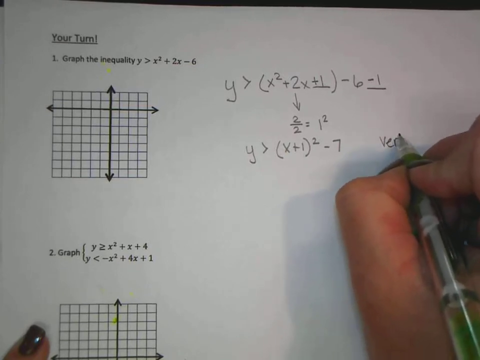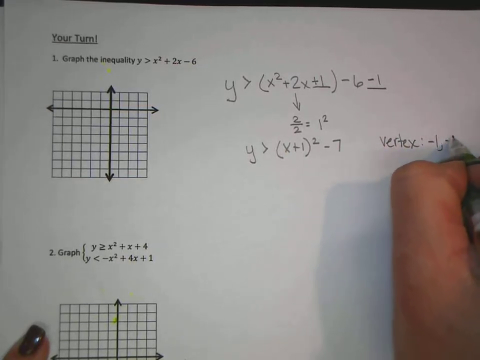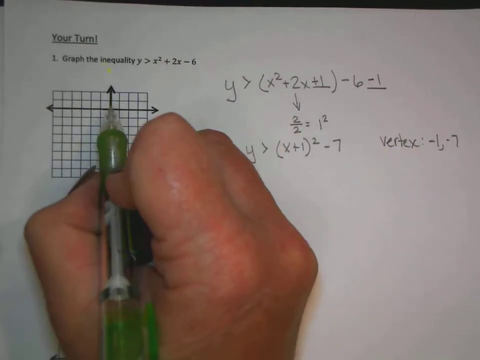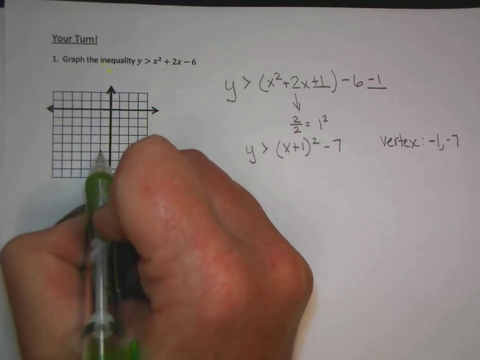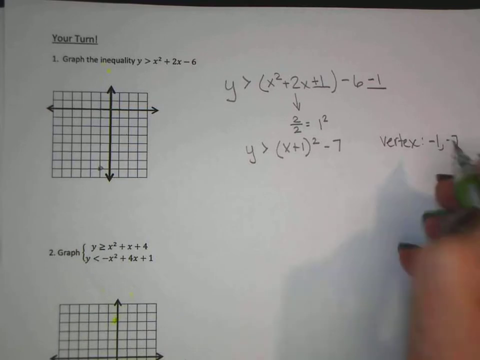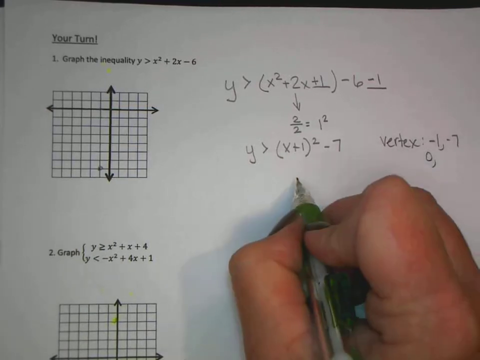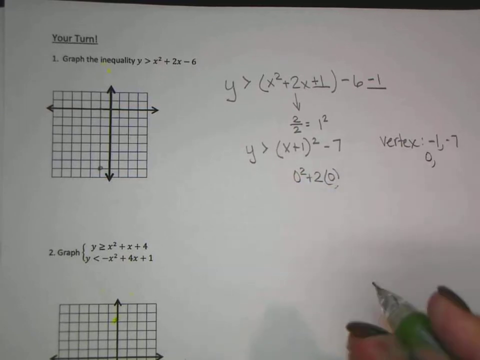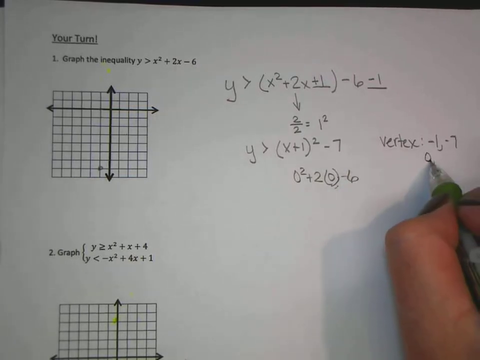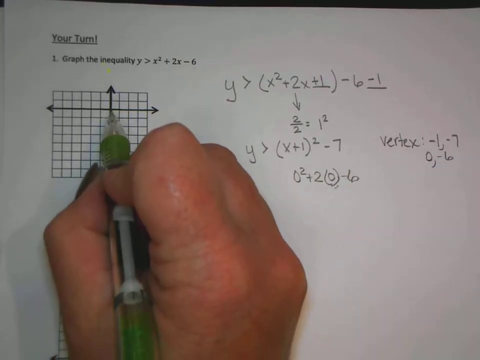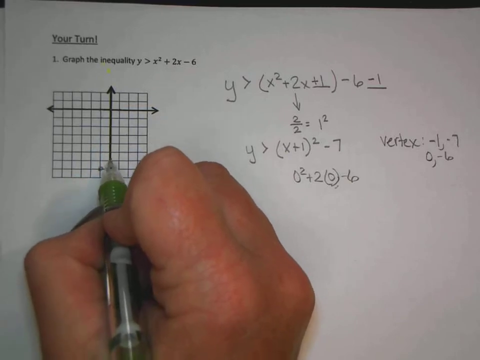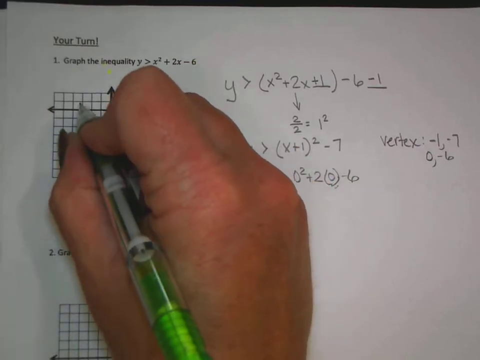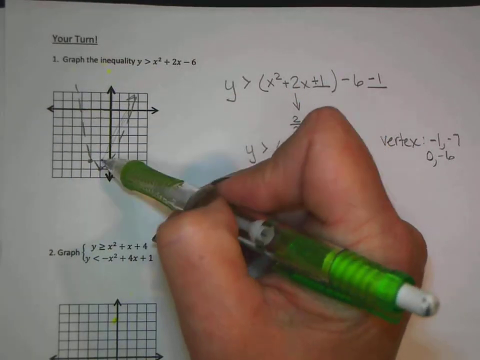So what's your vertex? Your vertex is -1, -7. Guide points, so -1, -7. All right, so -1, 1, 2, 3, 4, 5, 6, 7. Guide point, we could use 0. So when x is 0, what's y going to be? You would do 0 squared plus 2 times 0 minus 6. So when x is 0, y is -6. And its reflection, it is a dotted line, opens up, so our points make sense. It is also greater than, so the shading would be inside your parabola.